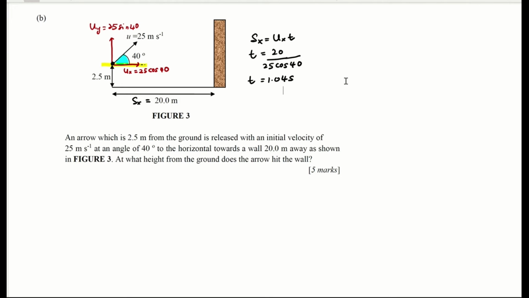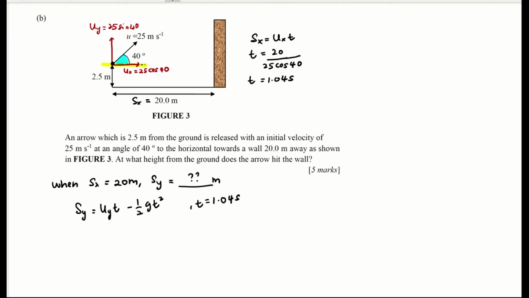Okay, jadi sekarang saya nak kira dia punya sy. Maknanya when sx is equal to 20 meter, saya nak tahu sy dia tu dia berada pada vertical displacement berapa sini. Jadi saya nak kira. So kalau saya nak kira, saya akan guna sy is equal to uyt minus half gt squared. Jadi kita tahu tadi masa yang diambil daripada launching point ke dinding tadi adalah, okay, t is equal to 1.04 second. So daripada sini saya boleh kira lah SY.